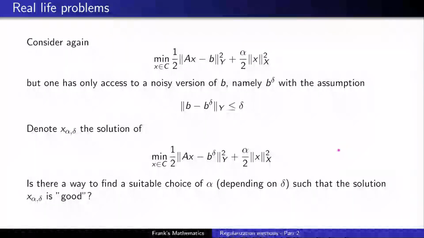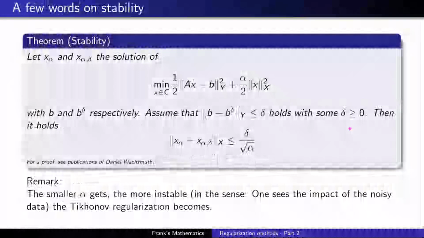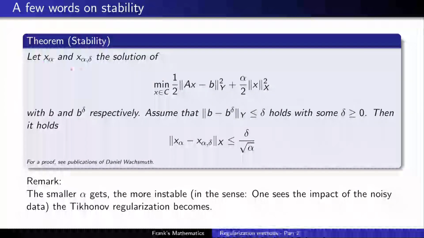And the answer is, of course, yes, it is possible. And I want to start with some stability results. Again, we have x alpha and x alpha delta, the noisy solution of the optimization problem here. And then we know that the following stability estimate holds. So the solutions x alpha and x alpha delta are close up to a factor of 1 over the square root of alpha.